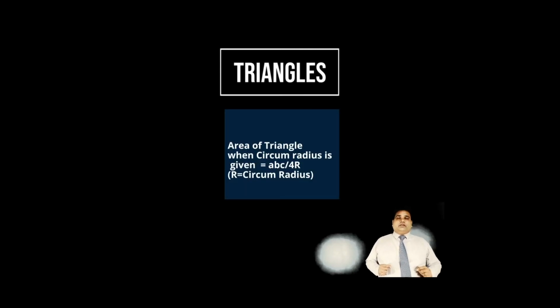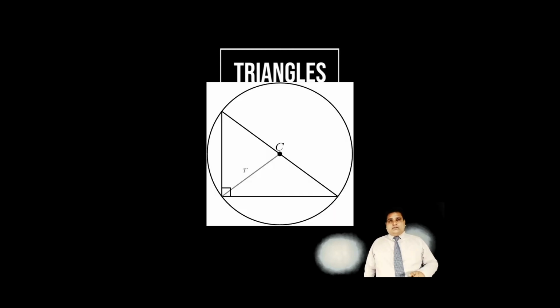Similarly, we can find either the circumradius or the area if we have all three sides and either the area or the circumradius is given. Whatever is being asked, either circumradius or area, we can easily find it. What is circumradius? Basically the radius of a circumcircle. And what is a circumcircle?